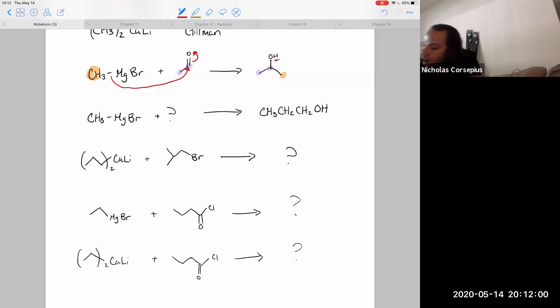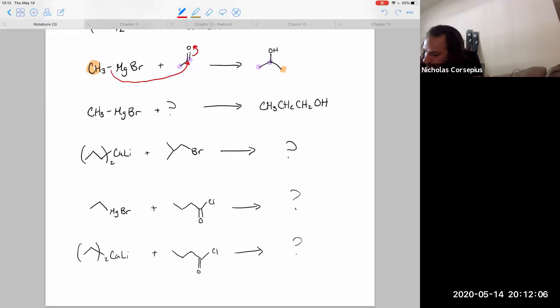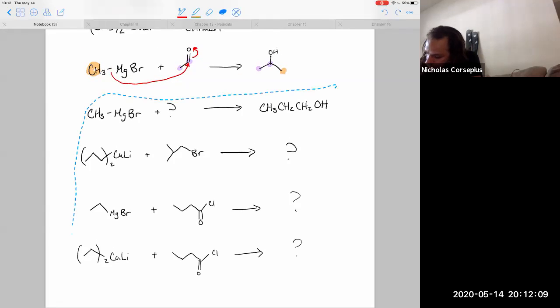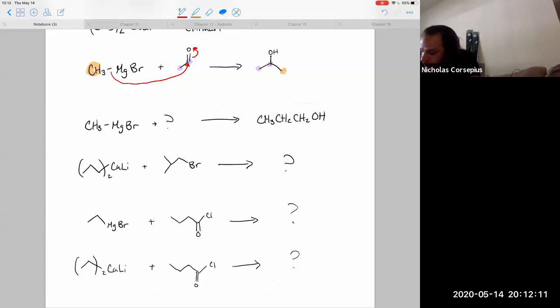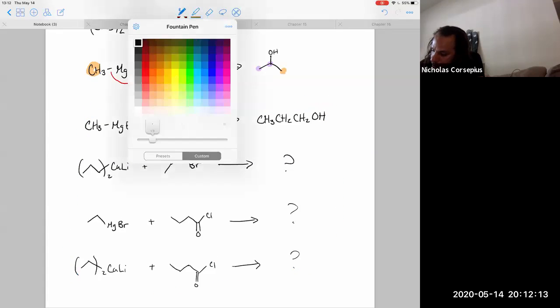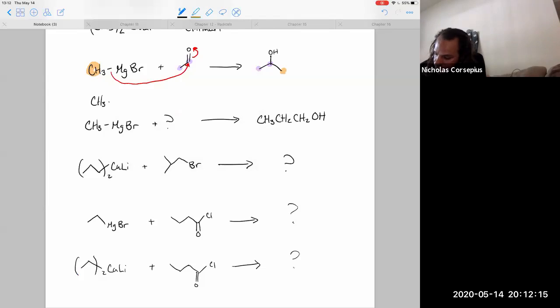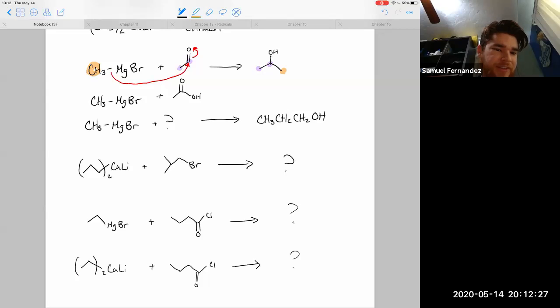Real quick, Eric brings up a good point that I want to hammer home here. We can't do this under acidic conditions. What happens if I take CH3MgBr and I have any source of proton? Let's take, for example, a carboxylic acid. It's going to take that hydrogen and replace the Grignard group.